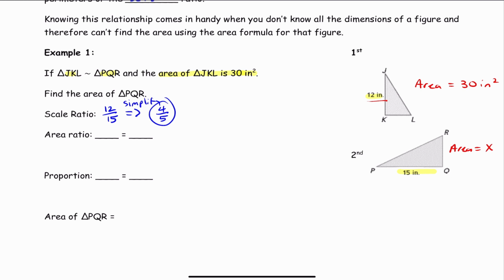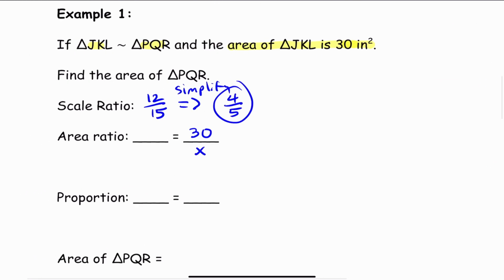Now, what I need to do is take a look at the area ratio. I have the area being 30 inches squared for triangle JKL, and then I have the area of the second triangle, which is our unknown. It's going to be first to second, okay? So let's write this over here. We have 30 over x. What am I supposed to put over here? Well, I'm going to put 4 over 5.